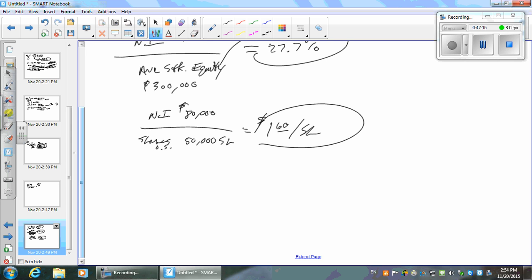Dividend yield ratio. How much dividends do I have out of what? My net income. Dividends are 35,000. So dividends divided by net income. What portion of the net income did I pay out in dividends? That's all that is. 35,000 dividends, net income 80,000. What is that? 43.75.